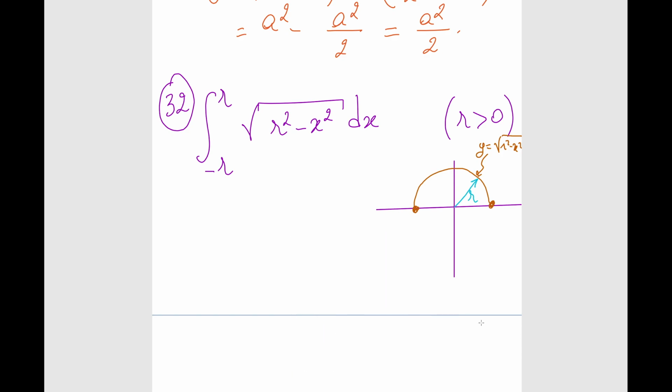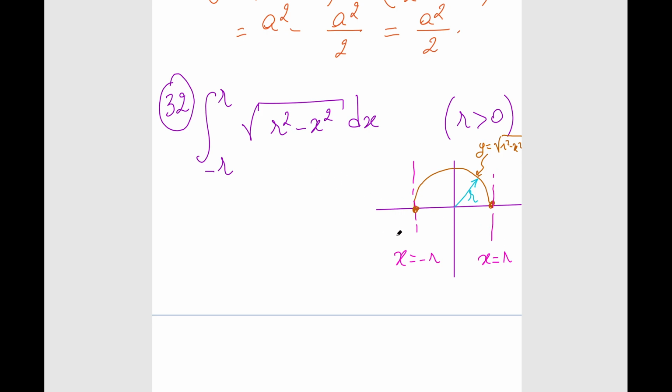So we know the function now, and they told us we should integrate x between minus r and r. So between minus r and r, what does it mean? It means that we are talking about x equals negative r as being the lower bound. Remember, this point is r because this is the radius, right? And x equals r as being the upper bound.